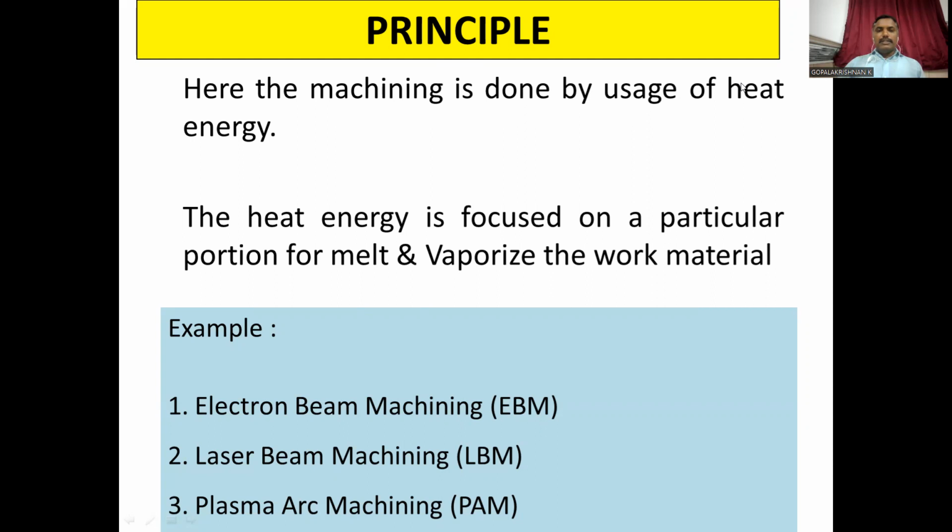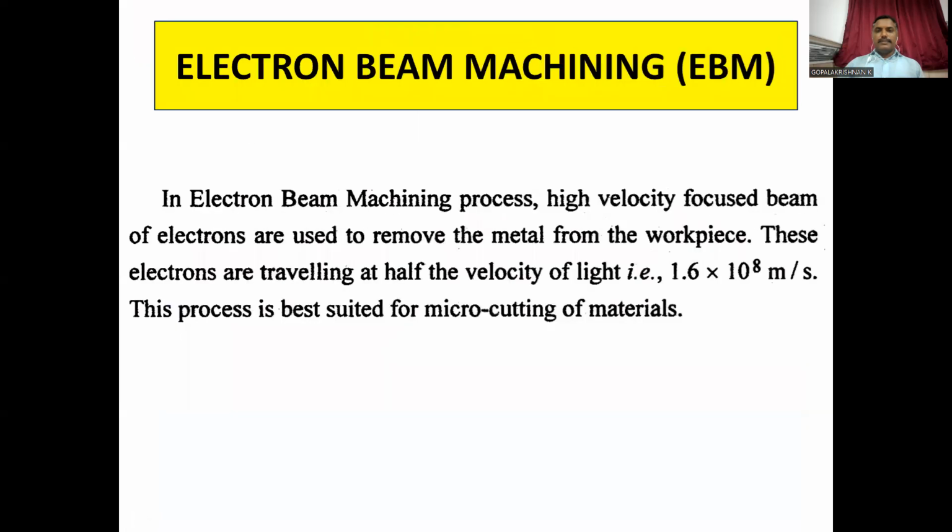Some examples of thermal energy processes: first one, electron beam machining process, EBM. Second one, laser beam machining, LBM. And third one, plasma arc machining. In this slide, we discuss electron beam machining and laser beam machining process. So now we start the electron beam machining process.